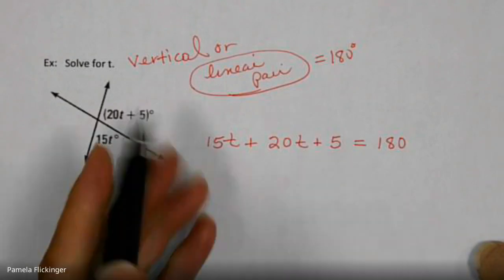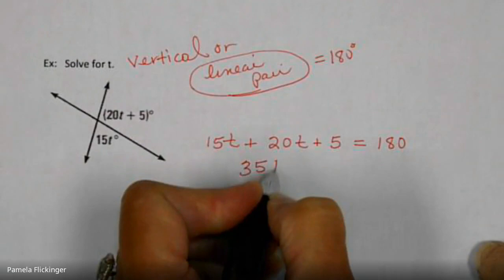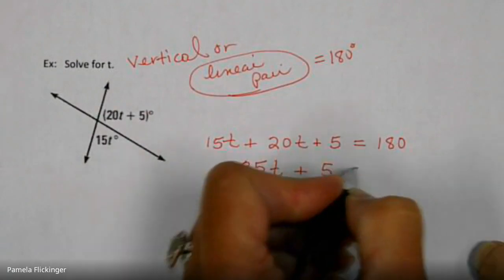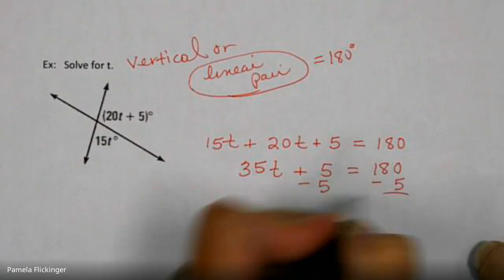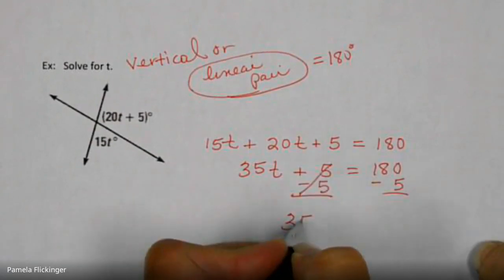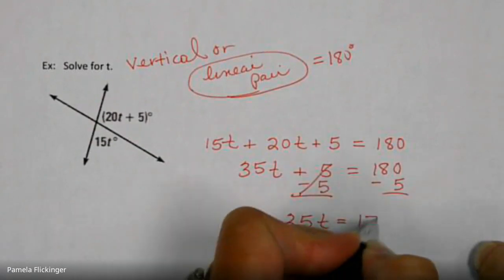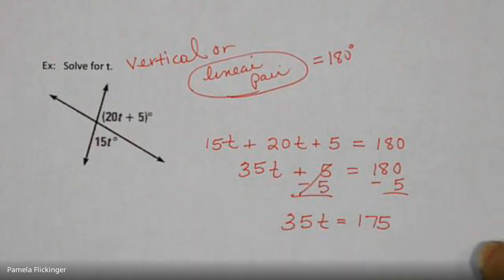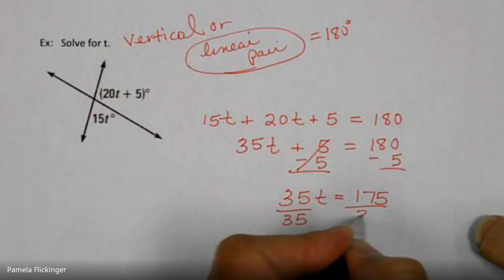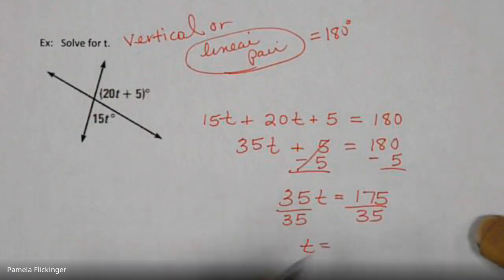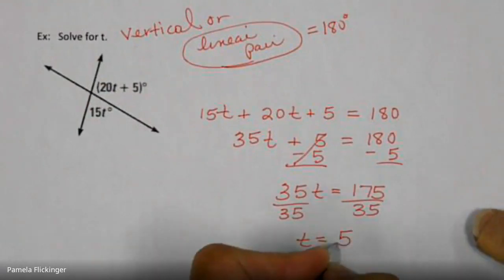All right, combine your like terms here. So we've got 35t plus 5 equals 180. And then subtract 5. So 35t will equal 175. And then lastly, divide by 35. And final answer, t will be 5.